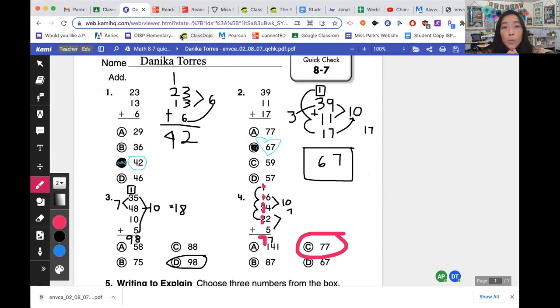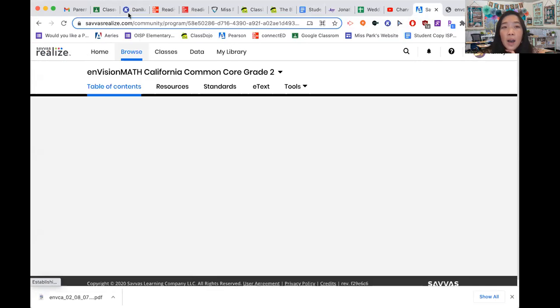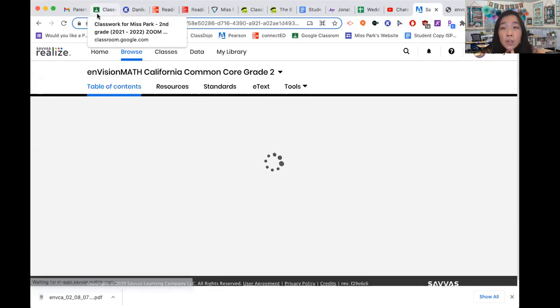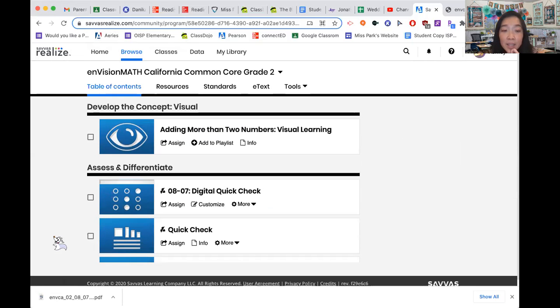All right. What we're going to do now is we are going to move on to our digital quick check. Now, I'm going to delete that assignment in classwork in maybe a week. So if you want to do it, you can, but you do not need to turn that in. You do not need to turn it in. It's just work that we do in class together.